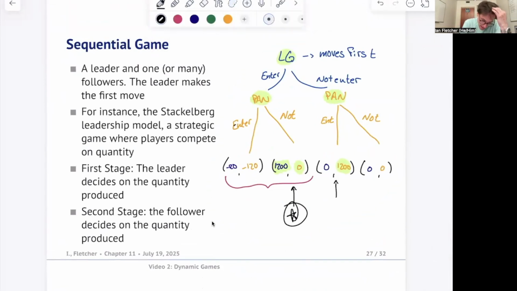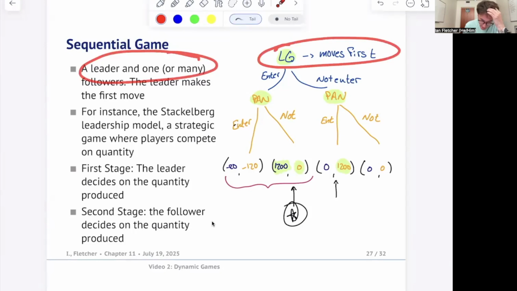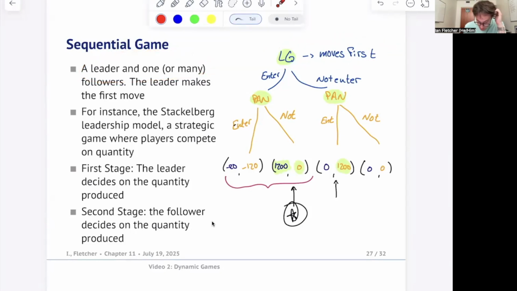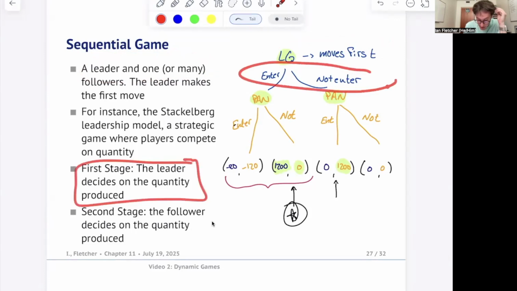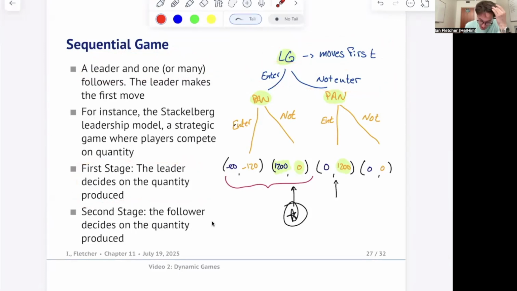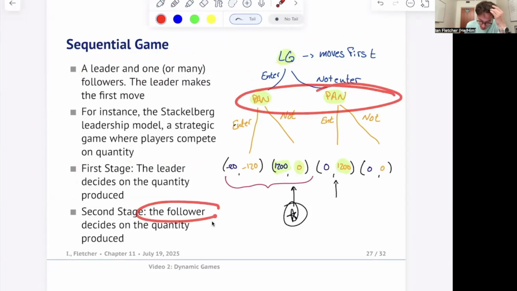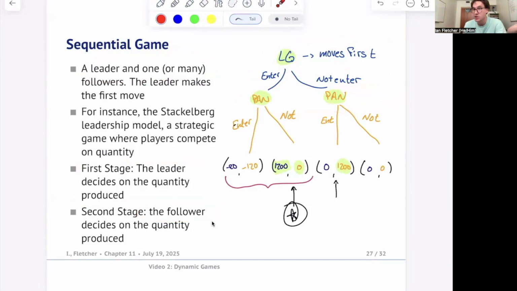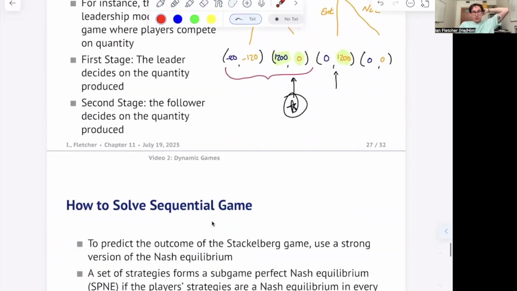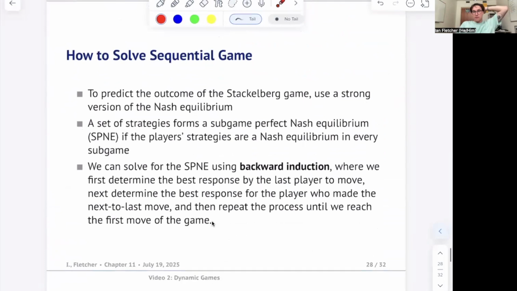So again, let's assume that LG is our leader. They're going to move first. We're going to make our first move. So the first stage, the leader decides on the quantity produced or whether or not to enter. And then the second stage, our follower is going to decide how much they should produce, depending on what the leader does. And so that will lead to some following conclusions. We're going to decide on quantity produced. And so this will lead us to solving the sequential game.